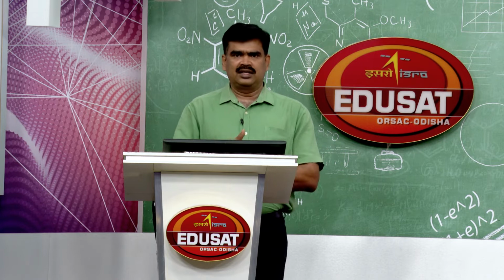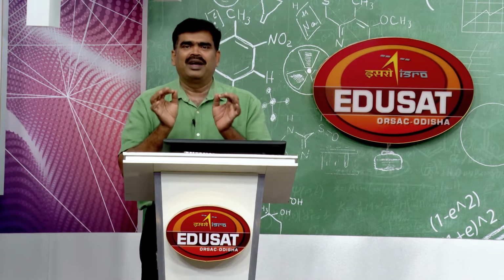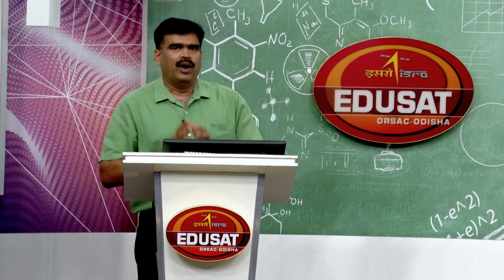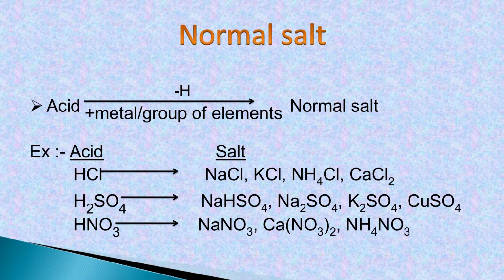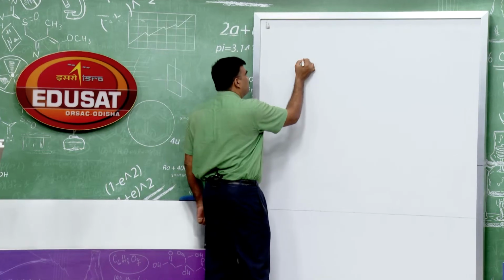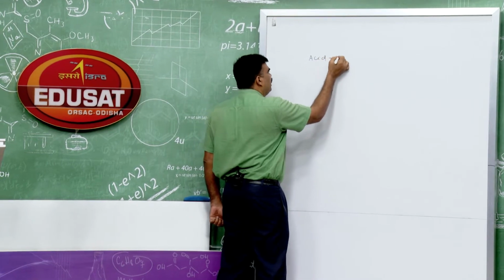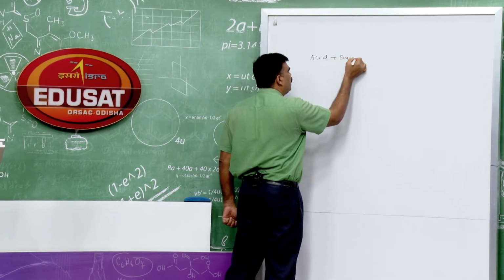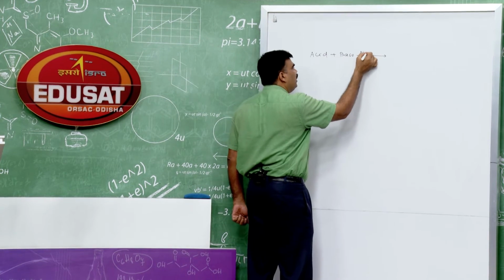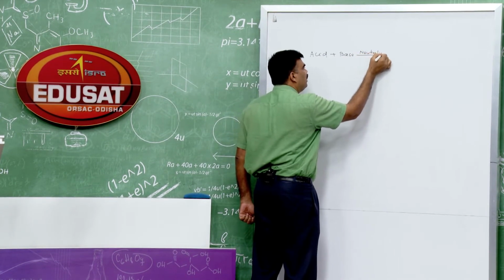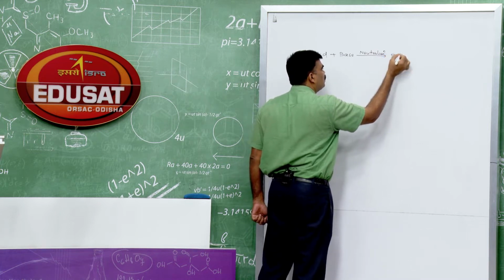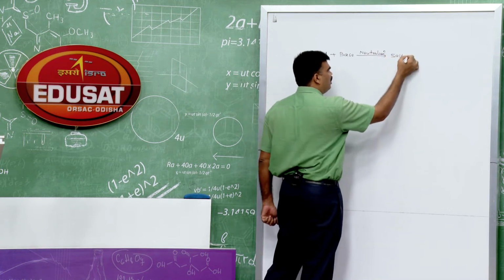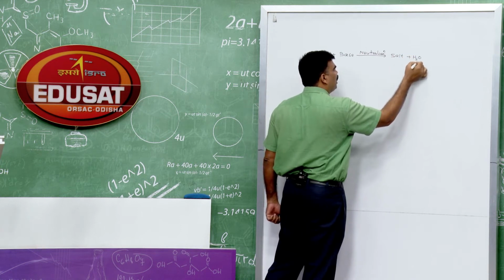So let us start. कहाँ से शुरू करेंगे? Normal salts से शुरू करते हैं. चलिए. What are normal salts? Normal salts are the products of a neutralization reaction between acid and base. You know, when acid reacts with a base, that reaction is called a neutralization reaction, and we get salt. In some cases we may get water. It is not necessary that you will get water all the time.